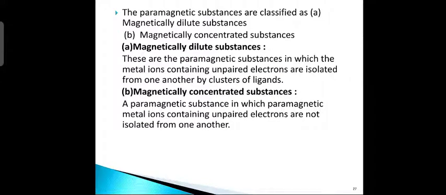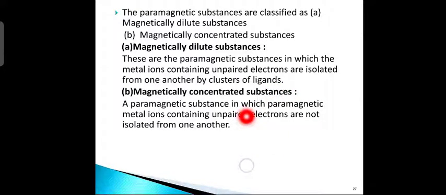Okay. The paramagnetic substances are further classified as magnetically dilute substances and magnetically concentrated substances. Now, which are magnetically dilute substances? These are the paramagnetic substances in which the metal ions containing unpaired electrons are isolated from one another by clusters of ligands. Okay. Therefore, each paramagnetic metal ion will act independently of other such ions. The distance between the metal ions is too large to allow the paramagnetic spin of an ion to interact with that of the other metal ions. Total spin of the unpaired electrons is responsible for paramagnetism.